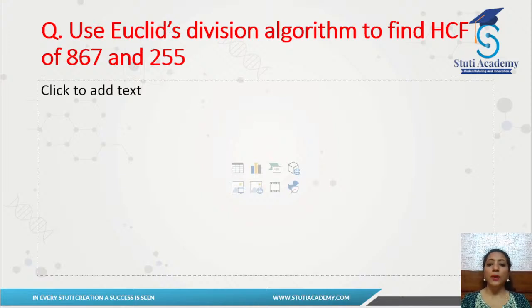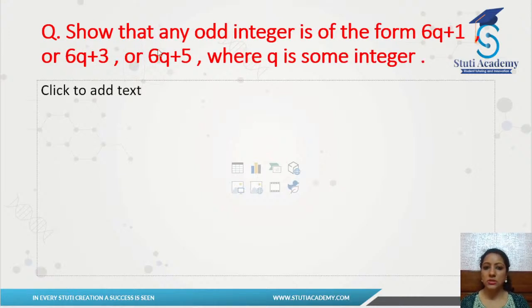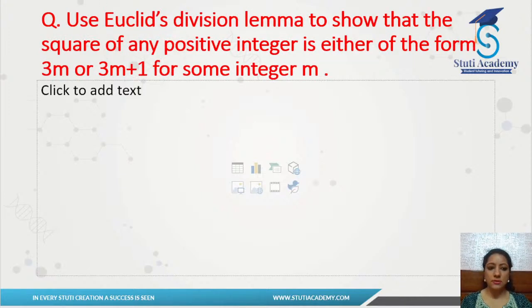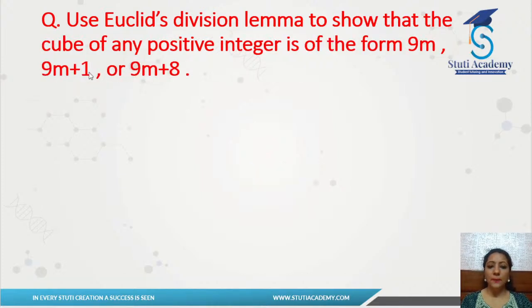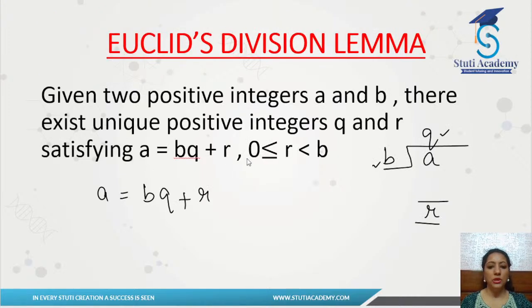Also yesterday, we had used Euclid's division algorithm to do two questions here of NCERT. This one: show that any odd positive integer is of the form 6q plus 1 or 6q plus 3 or 6q plus 5, where q is some integer. And we had done this one also. Now children, please notice here, we did this question using Euclid's division lemma. Euclid's division lemma says that if we have two integers a and b, then there exist unique positive integers q and r such that a equal to bq plus r, 0 less than or equal to r less than b.